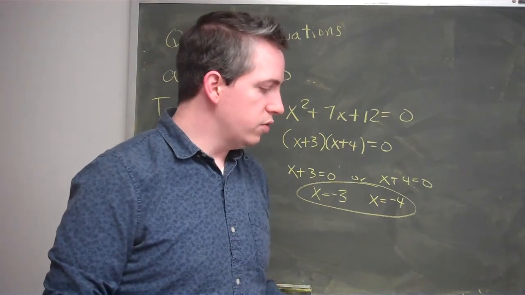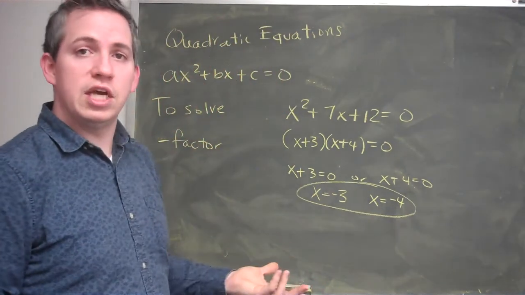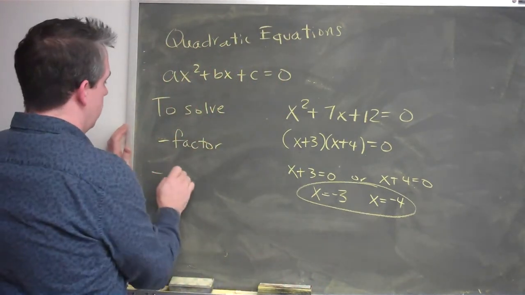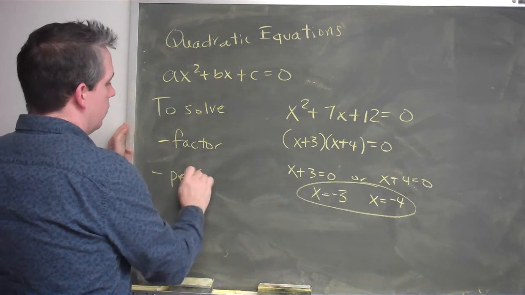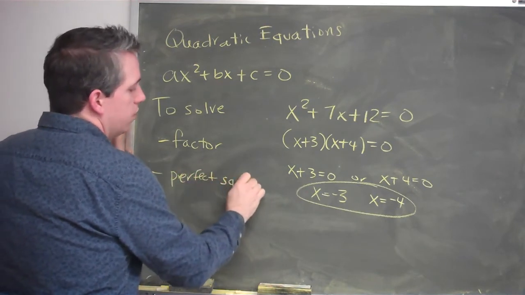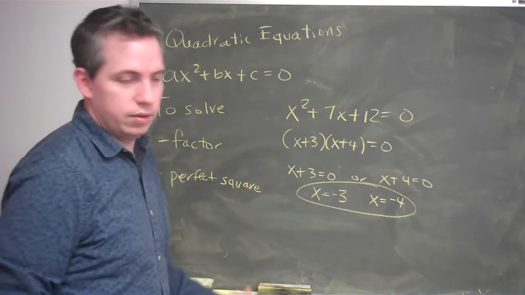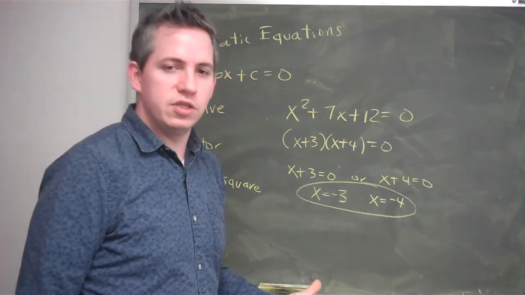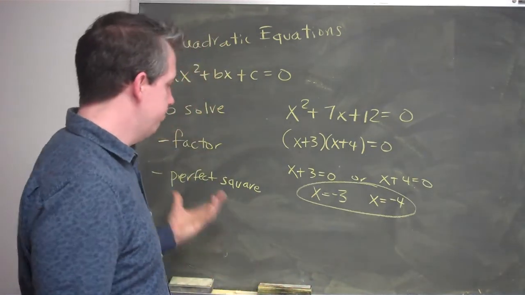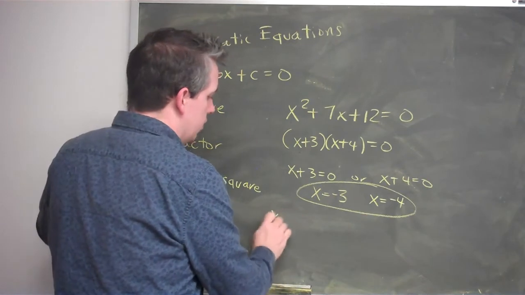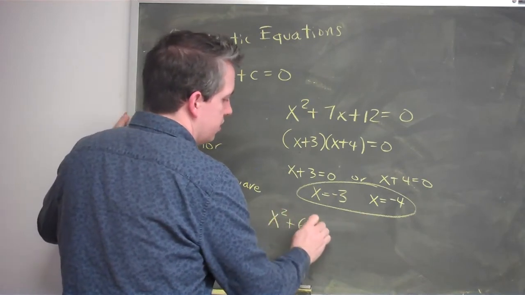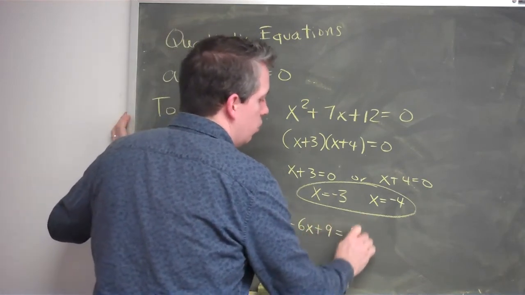But what if you can't factor it? One of the things you could try is to check to see if it's a perfect square. Now what I'm about to do is actually not a way that you would do it, and something I'm going to show you is actually going to be factorable. But let's say we had x squared plus 6x plus 9, and let's make it equal to 4.